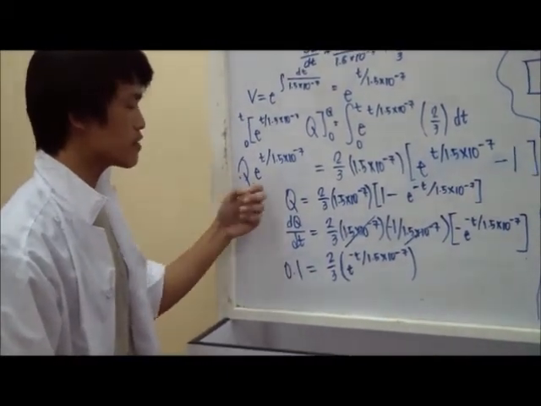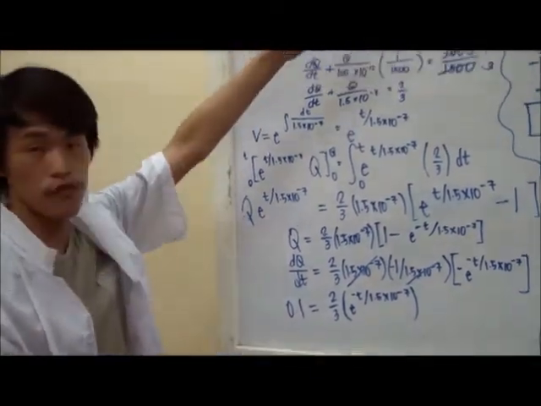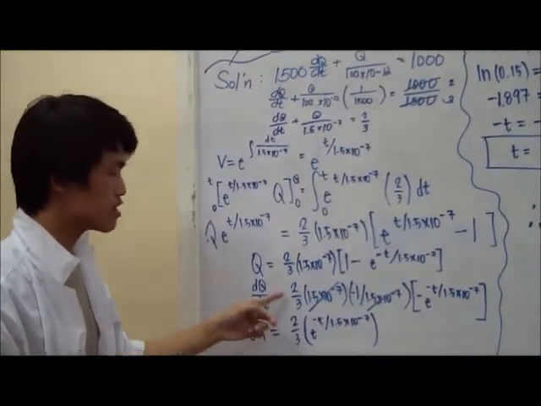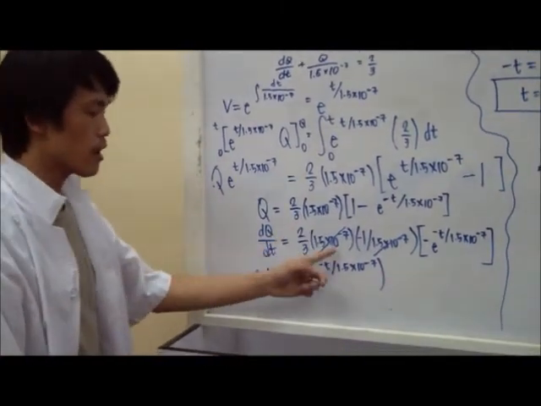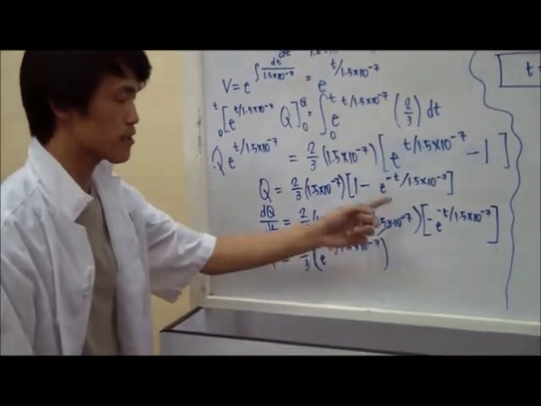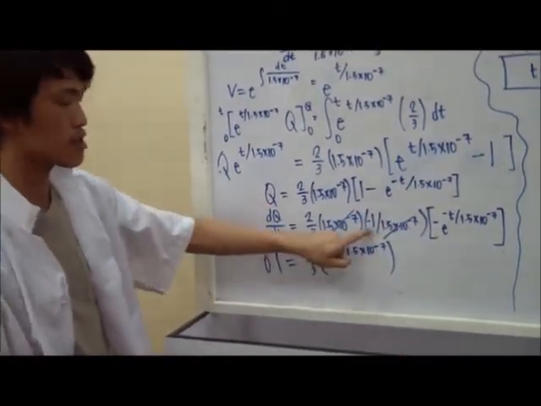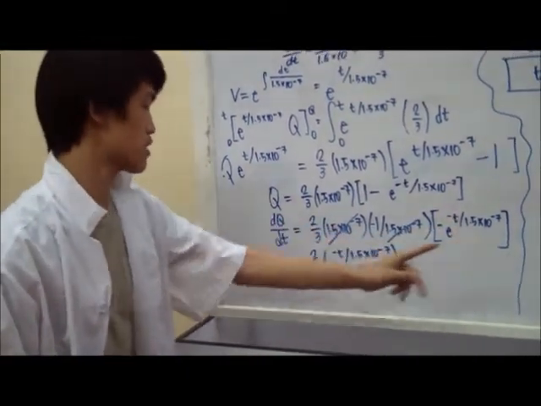We derive the q with respect to time in order for us to get the value of I, which is 0.1 ampere. Now, by differentiating, we'll get the values 2 over 3, 1.5 times 10 to the negative 7 over negative 1 over 1.5 times 10 to the negative 7. This one will cancel out. And the negative here will also cancel out over here. E raised to negative t over 1.5 times 10 to the negative 7.